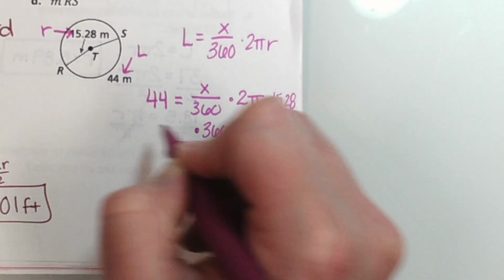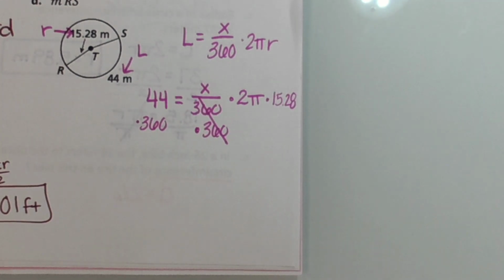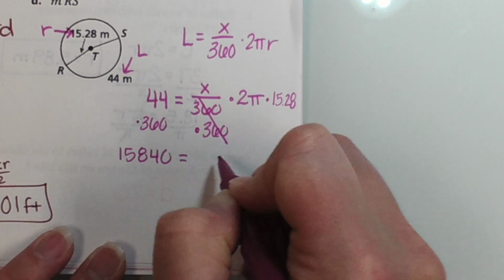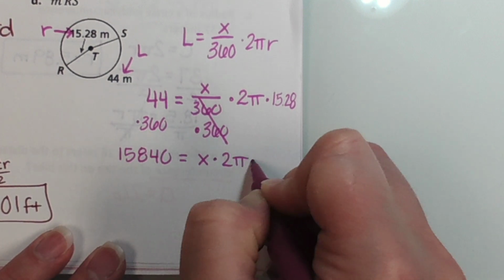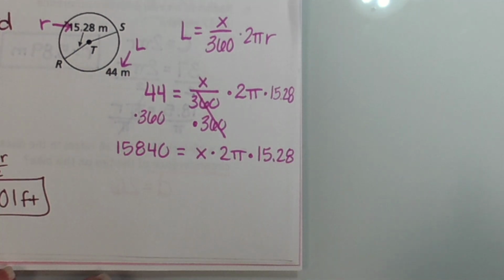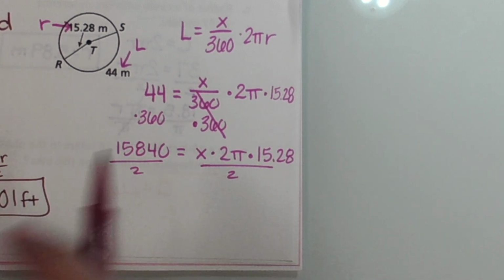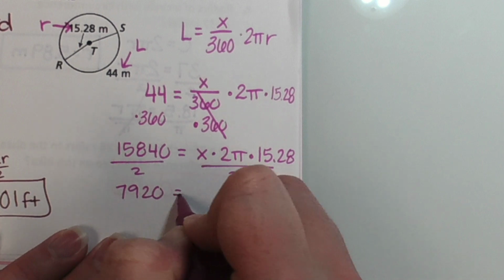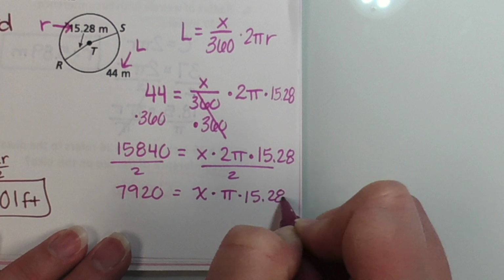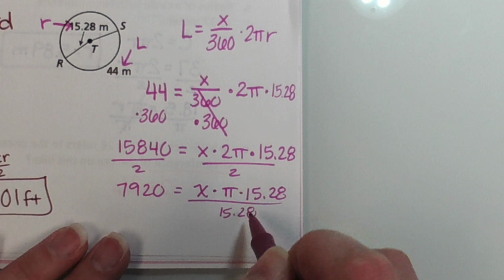Multiply by 360. 44 times 360 is 15,840. X is getting multiplied by 2 pi, which is getting multiplied by 15.28. I personally would divide by 2. 7920 equals x times pi times 15.28. I'll be honest, I do pi last. Divide by 15.28.